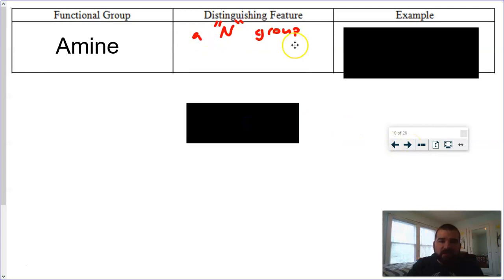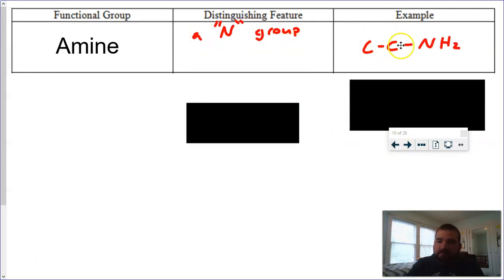Amine. Amine is when you have a nitrogen. So carbon, carbon, nitrogen. I wrote this as NH2, but in reality I could have written a bond with an H over there, and then a bond with an H over here. Doesn't really matter how you draw it, but a nitrogen in the chain is called an amine.